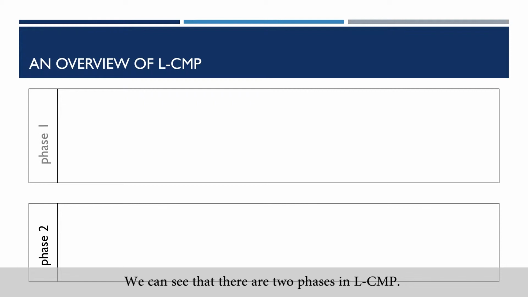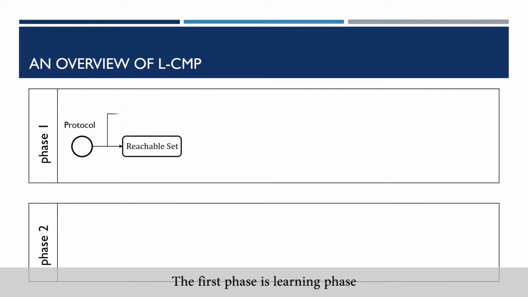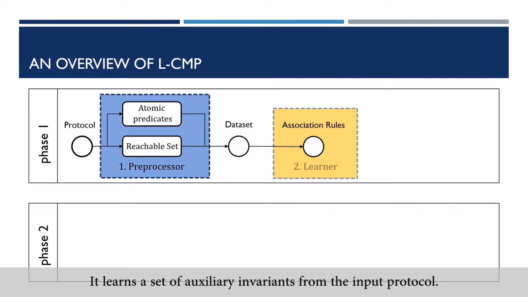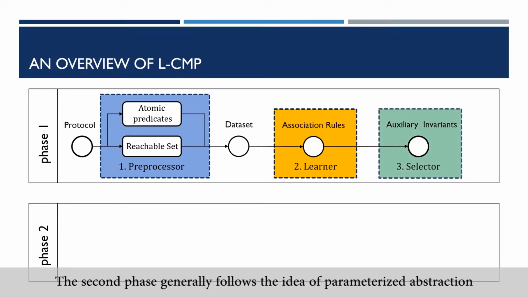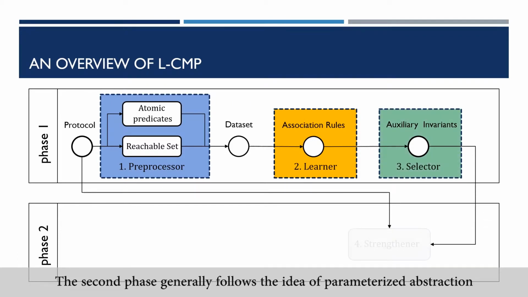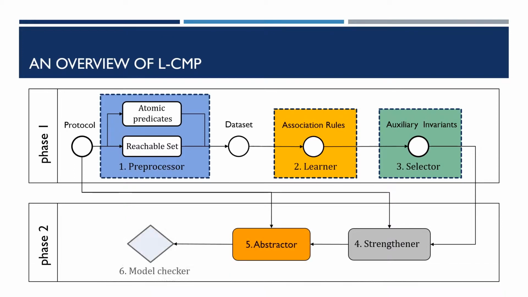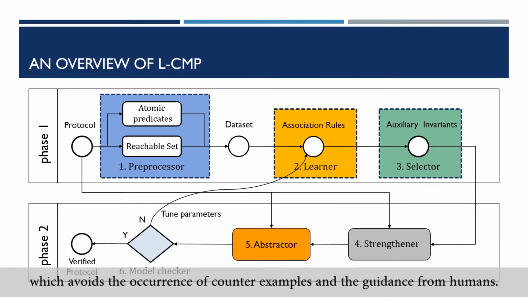Now, we give an overview of LCMP. We can see that there are 2 phases in LCMP. The first phase is the learning phase. It learns a set of auxiliary invariants from the input protocol. The second phase generally follows the idea of parameterized abstraction and guard strengthening technique, but in a more active way. LCMP executes the strengthening process before abstraction, which avoids the occurrence of counterexamples and the guidance from humans.